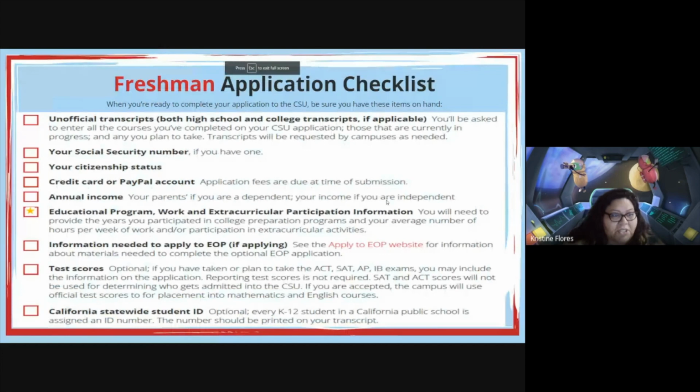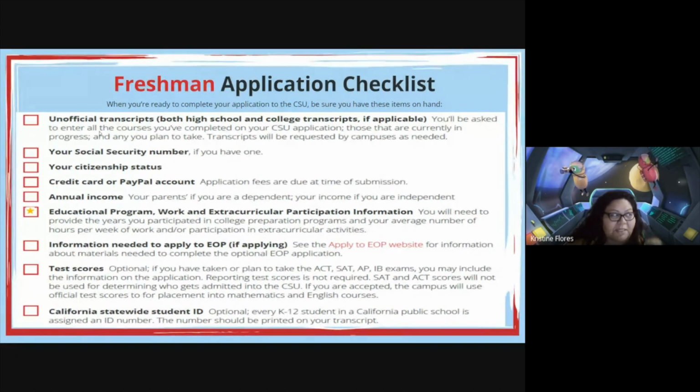Freshman application checklist. So when you're ready to complete your application for the CSU system, these are the items you should have on hand. Your unofficial transcript, okay? That's your high school transcript and your college transcript, if applicable. So those that are doing dual enrollment, concurrent enrollment. So make sure you have all your transcripts because you're going to need that to apply.